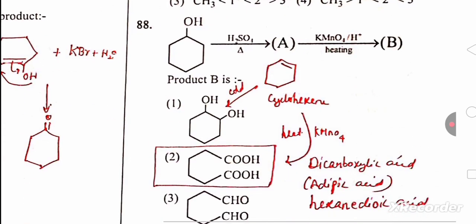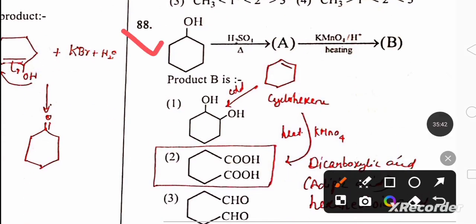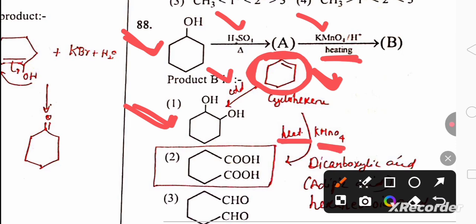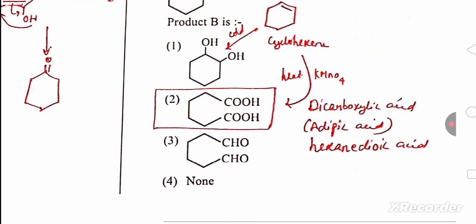We have next question: cyclohexanol on treating with sulfuric acid undergoes dehydration to produce cyclohexene. A is cyclohexene. So this cyclohexene, when you treat with potassium permanganate in cold condition, you will get 1,2 diol. But here heating is given. When you heat in the presence of potassium permanganate, cyclohexene gives a dicarboxylic acid, which is called adipic acid or hexane dioic acid. Let us go to the next question.